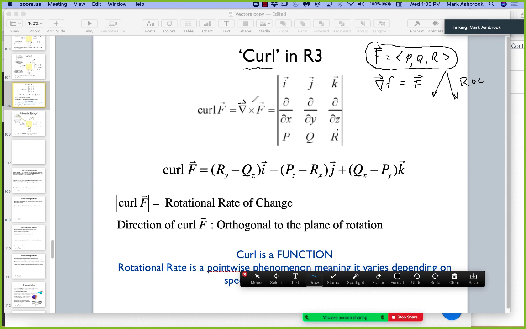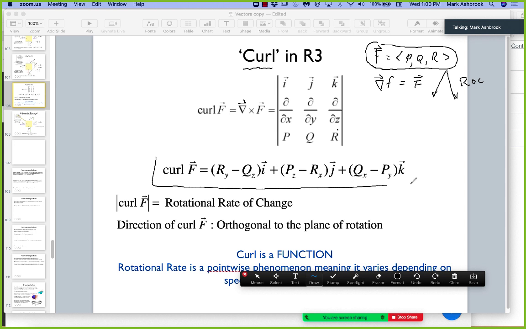So the cross product of the gradient operator, which is the partial derivative operators, and our vector field, PQR. And if you follow the cross product algorithm, you get the new vector field, which is the curl. And this is a vector function that gives us tendency of rotation at every point. Pointwise, it's a pointwise function. And then here's the formula for it.